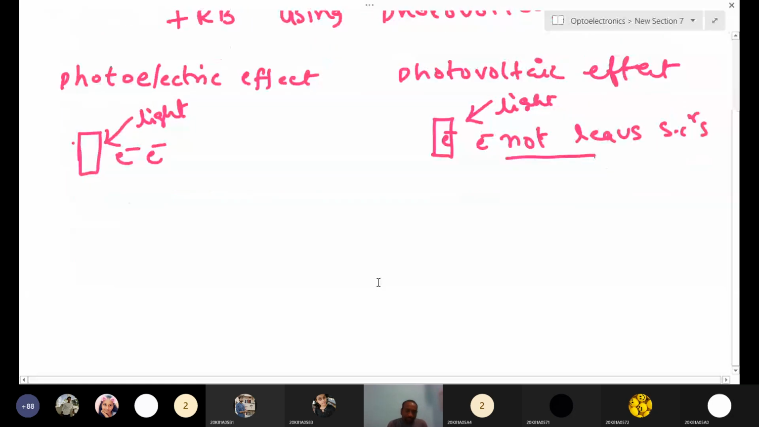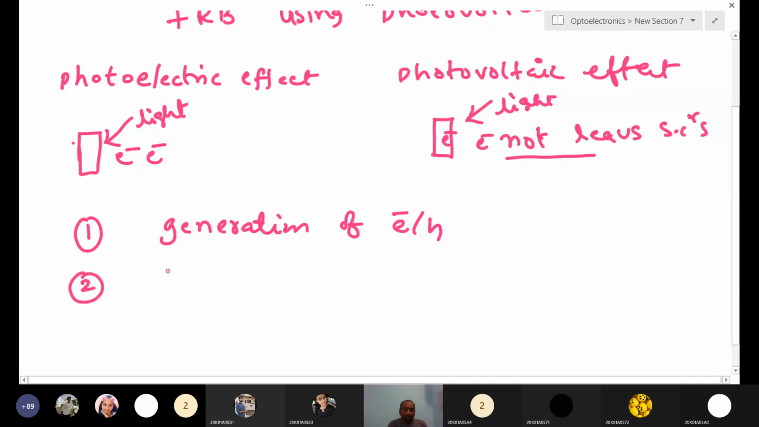If you take a solar cell, photodetector or photodiode, the principle is the same. First, we have to generate electron and holes, the generation of electron and holes. That is the first point. The second one is the separation of these electrons and holes.